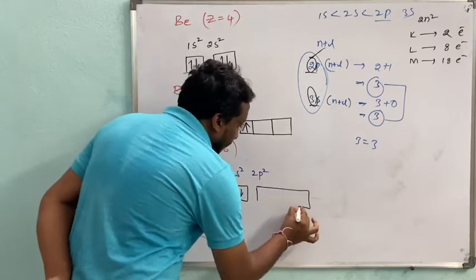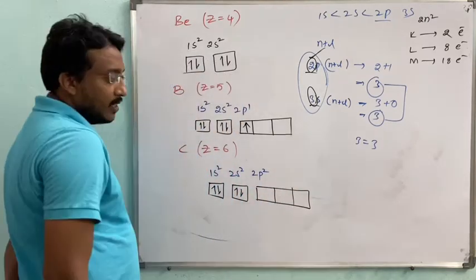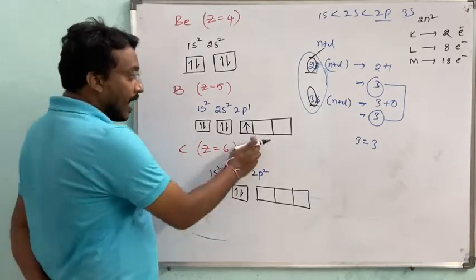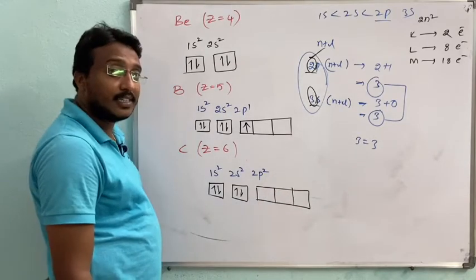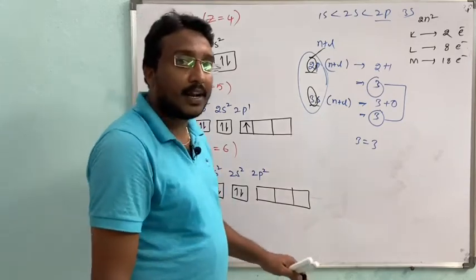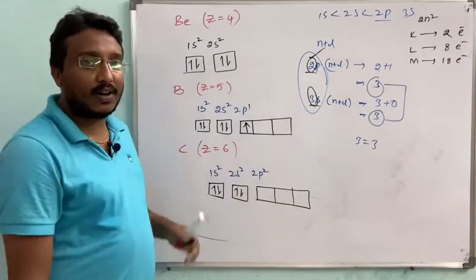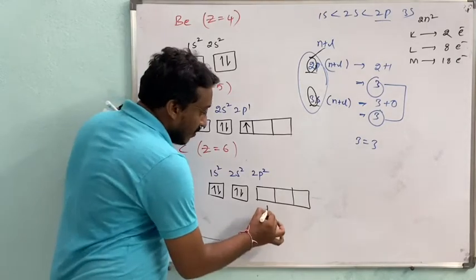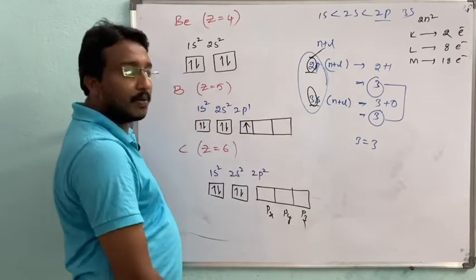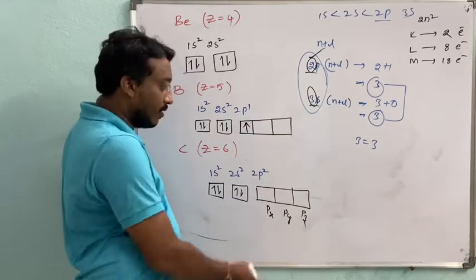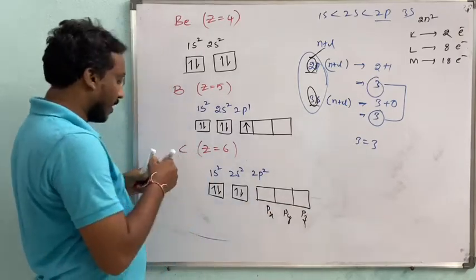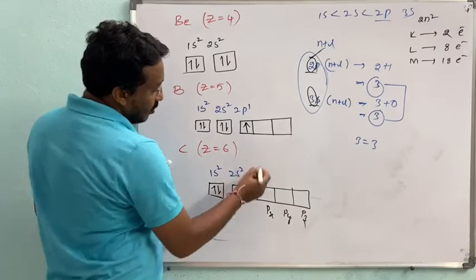Why sir, in s orbitals you have taken only 1 box, but in p orbitals you are taking 3 boxes? Here we know that p orbital has 3 degenerate orbitals. We know that px, py, pz. Each box represents 1 degenerate orbital. This first one is px, second one py, third one pz.